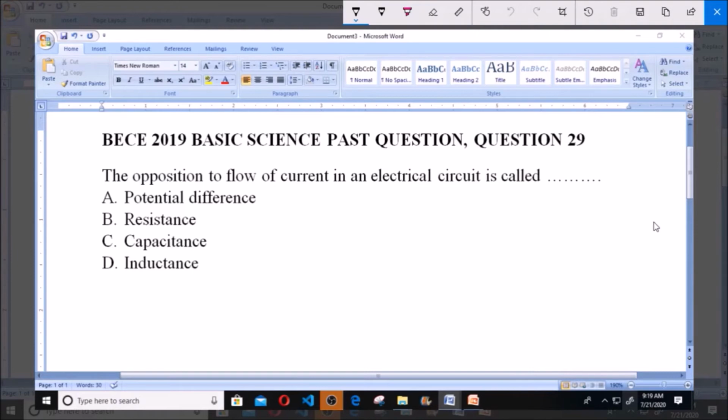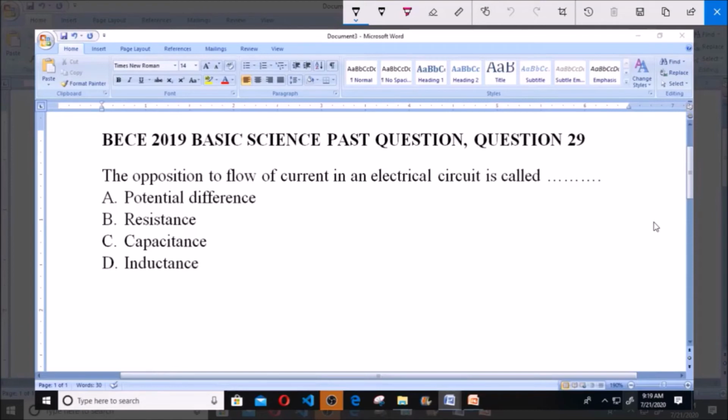The opposition to the flow of current in an electric circuit is called dash. A, potential difference. B, resistance. C, capacitance. And D, inductance. So for us to pick our answer, we need to know the meaning of these terms in an electric circuit.